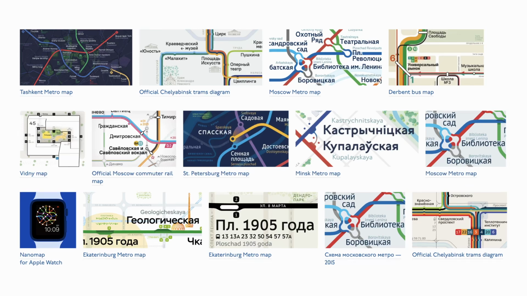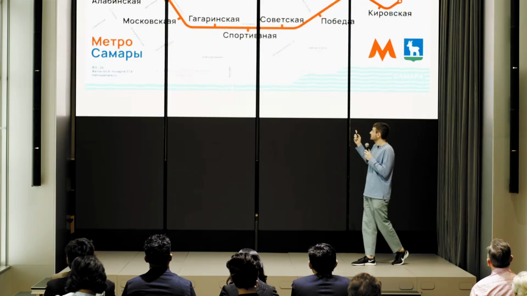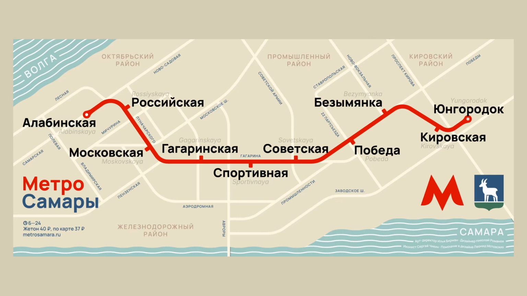But also, of course, I do transit maps. These are just some of those, which I either designed myself or directed the design of. This is the latest edition. This is Samara in Russia. It's a small system, just one line, but still it has a lot of love put into this design.